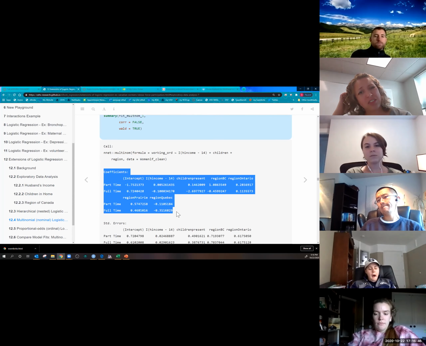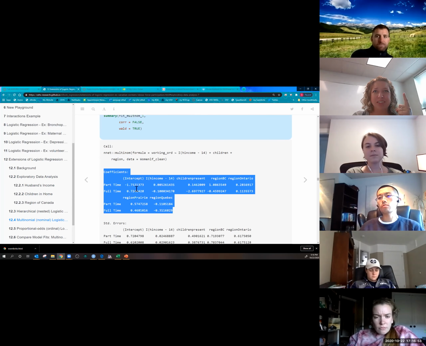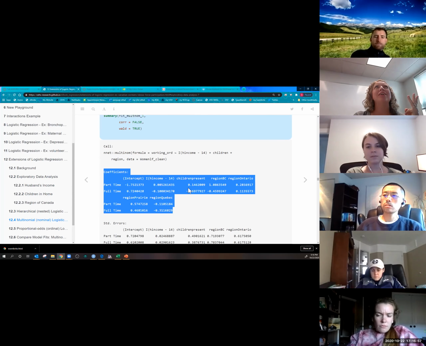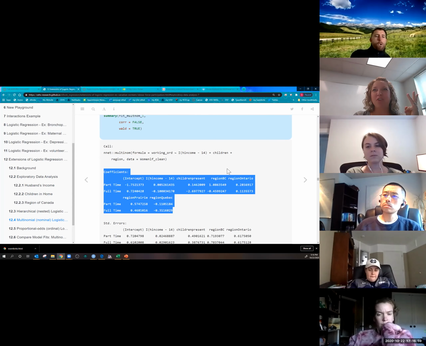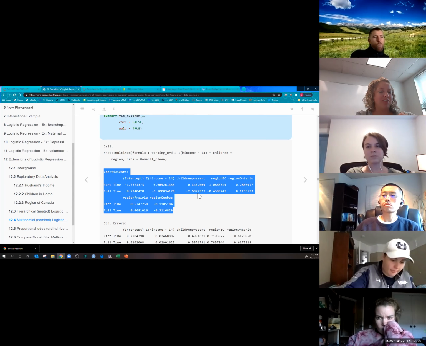How many coefficients did we get? Intercept, husband's income, children's present, and the 4 regions compared to the reference category. But for each of those terms, we get 2 parameters.